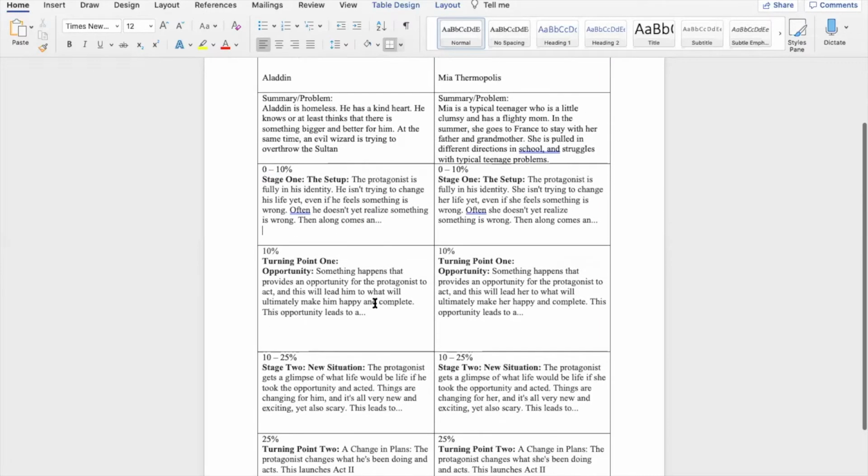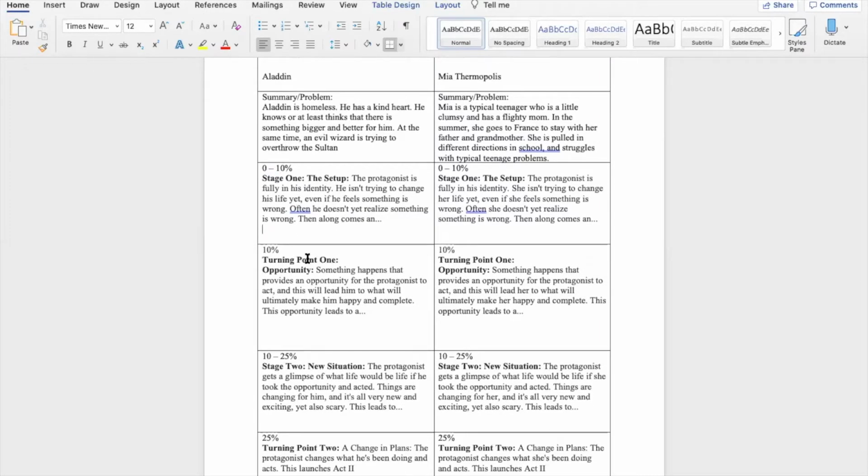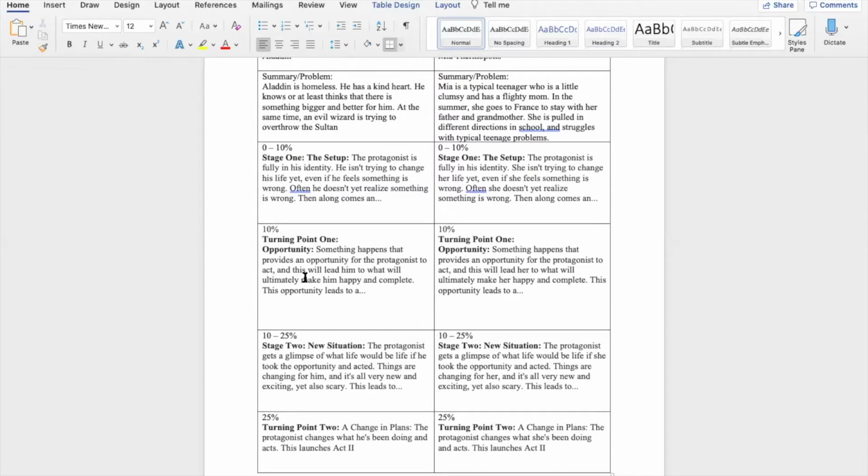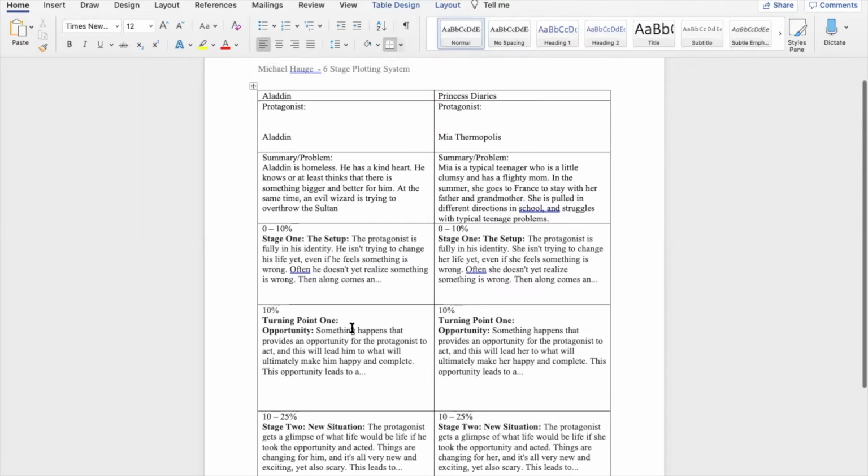And you can see that there are these checkpoints: 0 to 10%, 10%, 10 to 25%, 25%, and in the next video I'll go over Act Two and what that looks like. So what I figured I would do is I would select two stories, Aladdin and the Princess Diaries. So two fairly different stories to just kind of show you how one might plot these out.